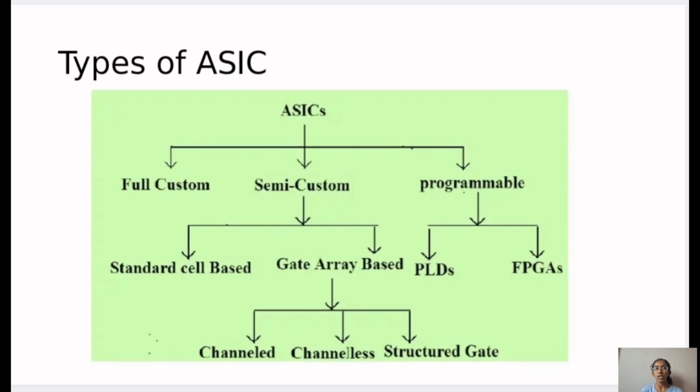Today I am going to explain the types of ASIC. There are three types: full custom, semi-custom and programmable. Semi-custom is divided into two types: standard cell based and gate array based. Programmable is divided into two: PLDs and FPGAs. And gate array based is divided into three types: channeled gate array, channelless gate array and structured gate array.